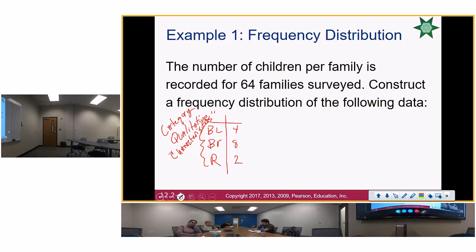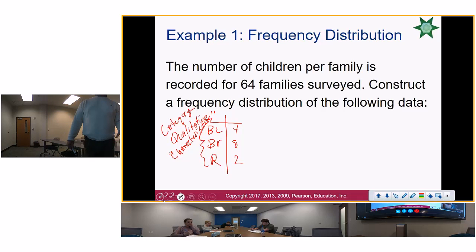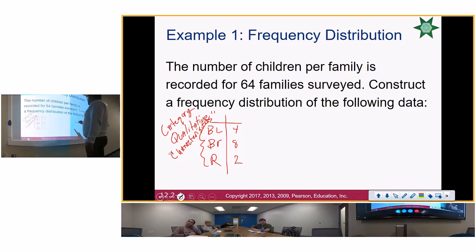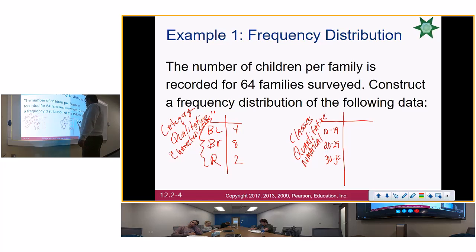Category. A category is when it's qualitative, meaning blonde, brunettes, redheads, green eyes, blue eyes, brown eyes, and other. Those are all characteristics. Those are all categories. If I was to give you a quantitative, then I would do classes. And that is quantitative, and classes basically are numerical. Numerical meaning average age, 10 to 19, 20 to 29, 30 to 39, and then I would put 2, 4, 6.